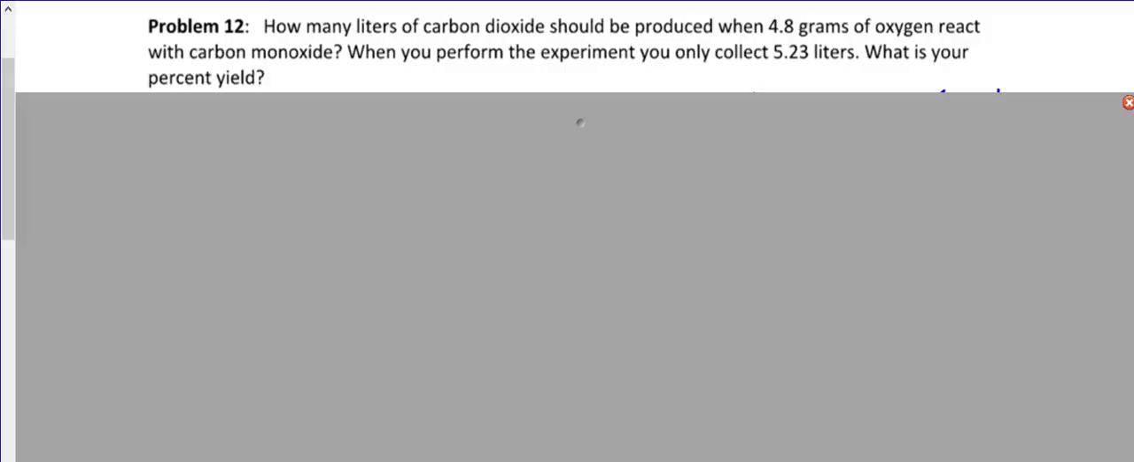All right, so how many liters of carbon dioxide will be or should be produced when 4.8 grams of oxygen react with carbon monoxide? Now, right now, do you already know which one is limiting? Oxygen. Why? Because you don't know anything about carbon monoxide. So what do you assume? You assume that you have excess carbon monoxide. So this problem's a little bit easier. When you perform the experiment, you only collect 5.23 liters. What's your percent yield? So why don't you go ahead and once again pause this, do it on your own, and then come back when you're done.